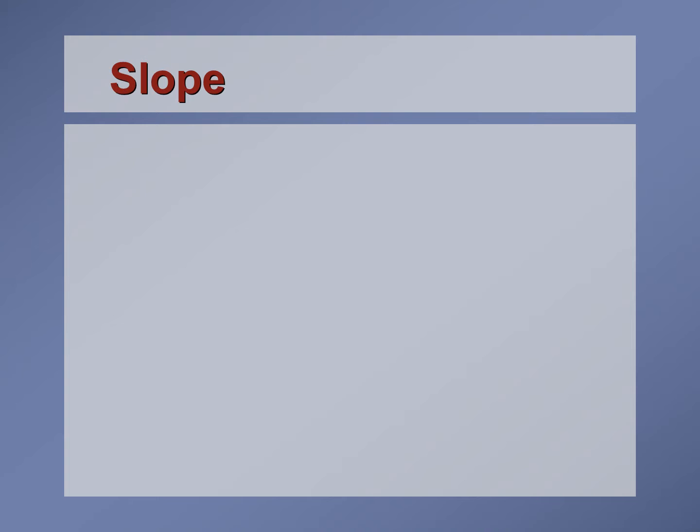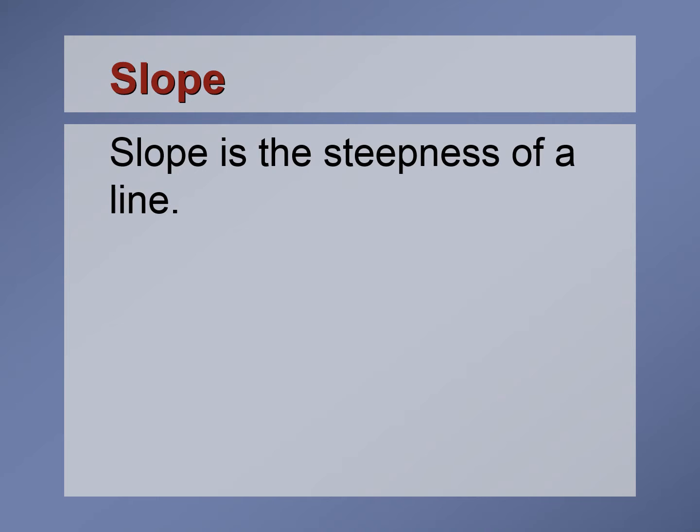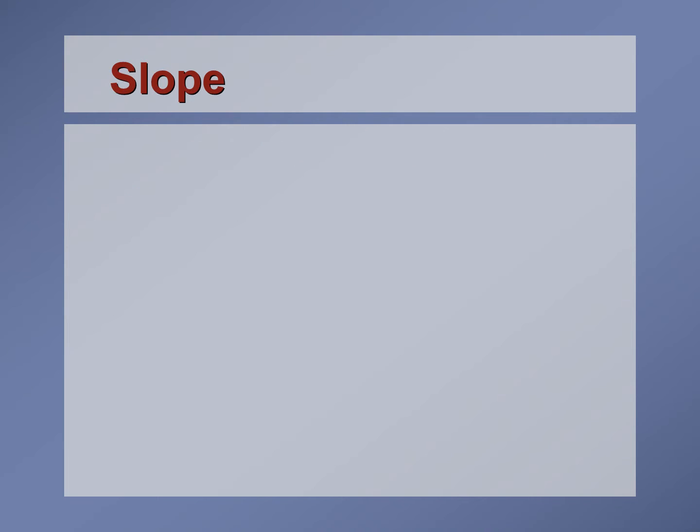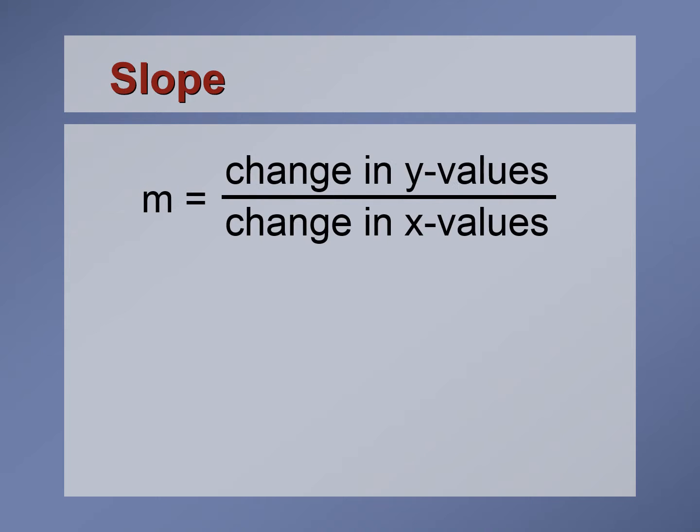So let's discuss slope now. Slope is the steepness of a line. In order to get a slope, you're going to look at the change in the y values over the change in the x values. So change in y over change in x, the difference in the y's over the difference in the x's.